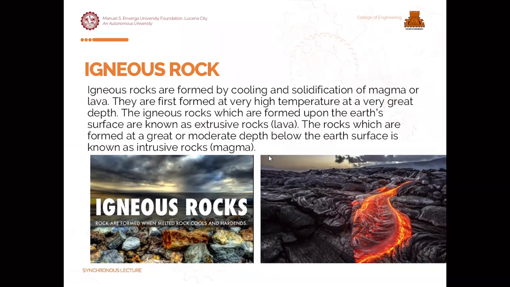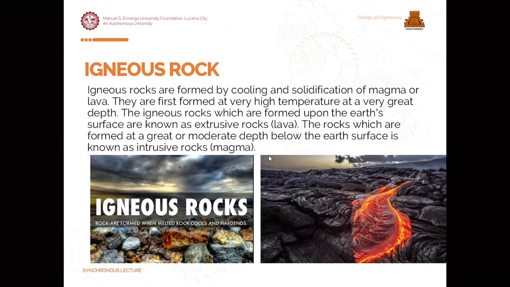They are first formed at very high temperature and at very great depth. The igneous rocks which are formed upon the Earth's surface are known as extrusive rocks, from lava. Later we will discuss this difference more. Rocks which are formed at a great or moderate depth below the Earth's surface are known as intrusive rocks, or magma.